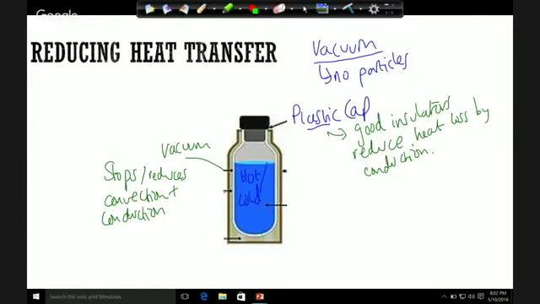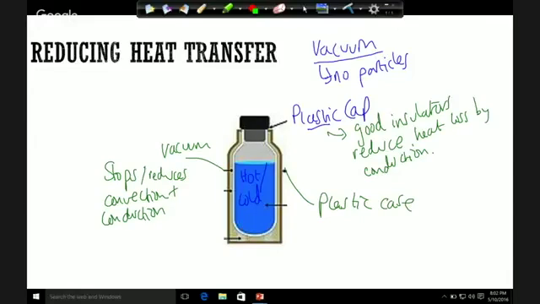You'll also have other insulators in there, like the plastic case itself, which is a good insulator, preventing conduction again. You might have glass walls inside, which are a good insulator.